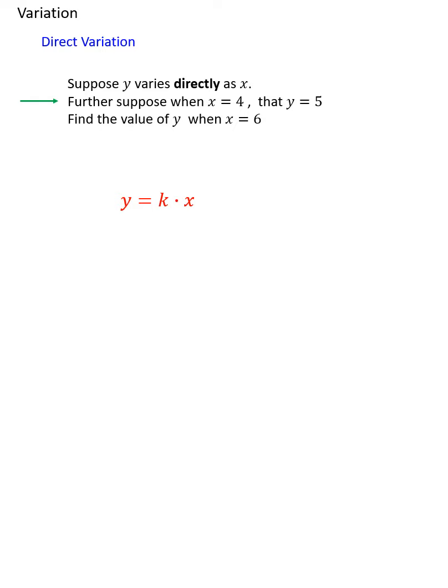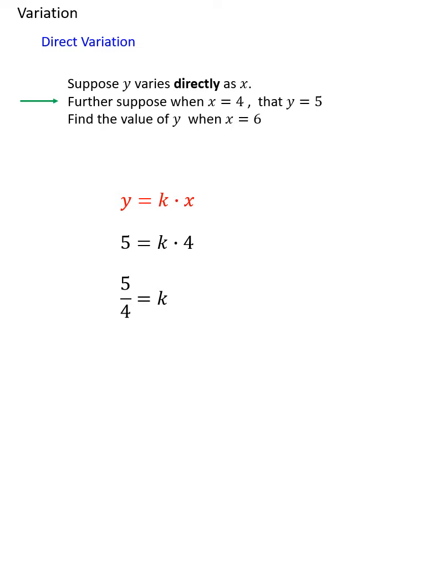We know that when x is 4, y is 5. That means this equation must be satisfied when x is 4 and y is 5. And therefore I can plug in 4 and 5. But this is very helpful because this is going to allow me to solve for k, the constant of variation. All I have to do is divide both sides by 4, and I now know the value of k. By the way, 5 divided by 4 as a decimal is 1.25. It's not typical to use decimals in an algebra class, so I won't.